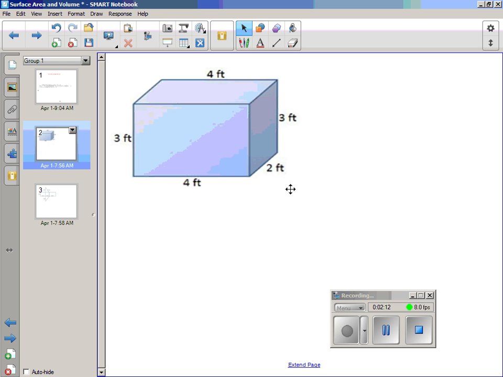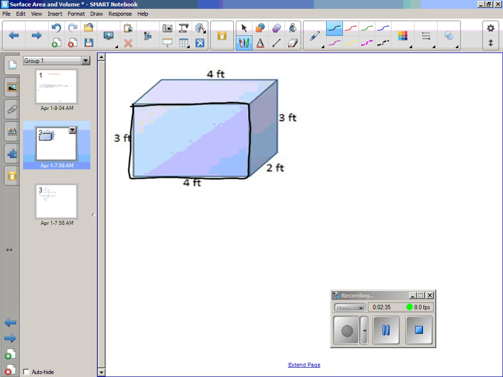Or, if we know there's a front and we know there's a back, can someone tell me what is the area of this front face? No, the area. The area of just this. When I say the front, I'm talking about this right here. What's the area of that? 12 feet. How did you get that? Base times height, right? So this is 12 feet squared, right?